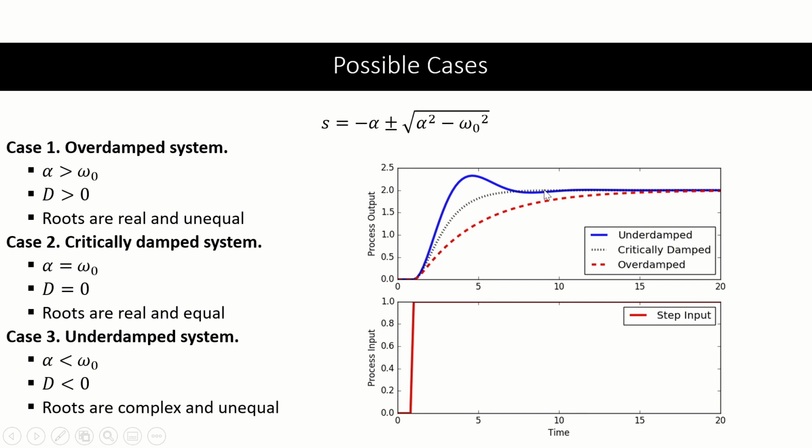Finally, the last case happens when omega is greater than alpha. Therefore, the discriminant is negative and the roots are complex and unequal. This causes the system to be an underdamped system, which is shown by the blue line in the graph.